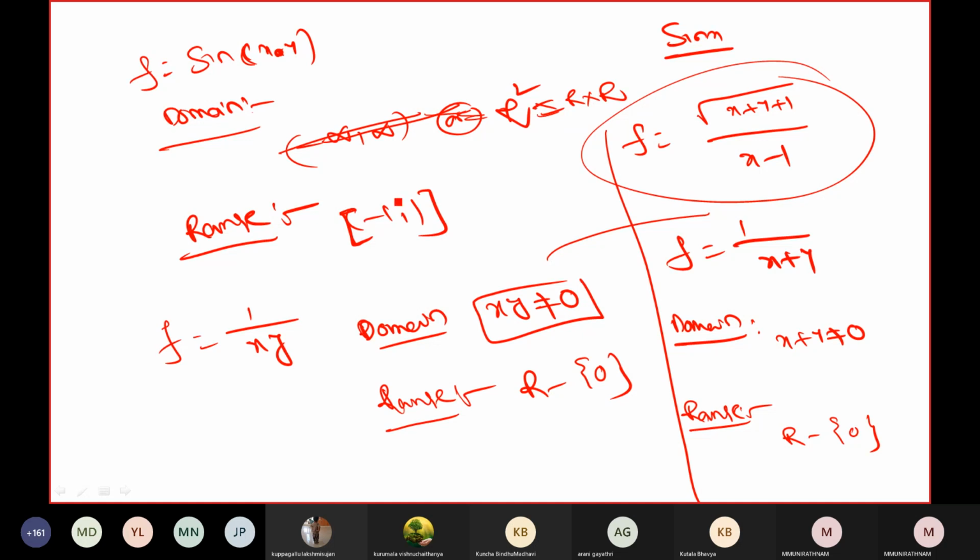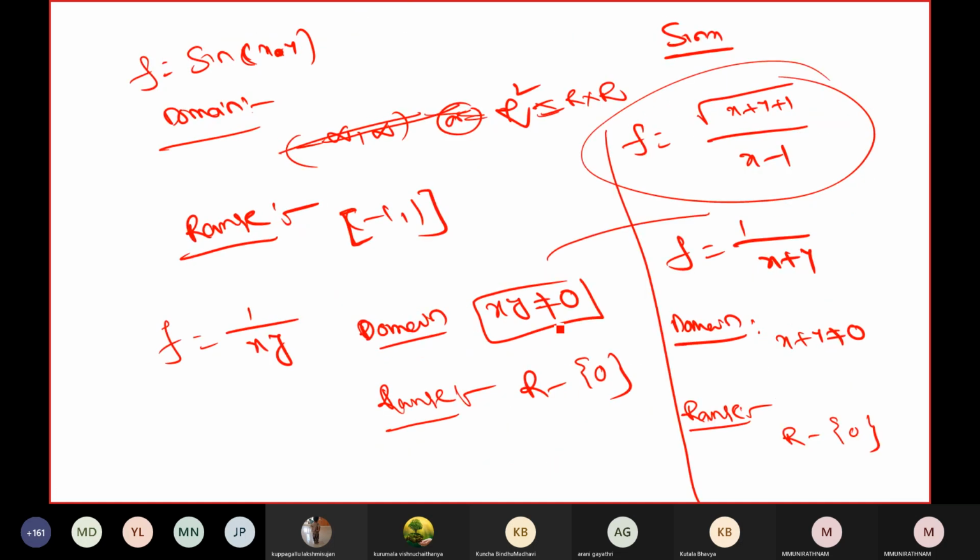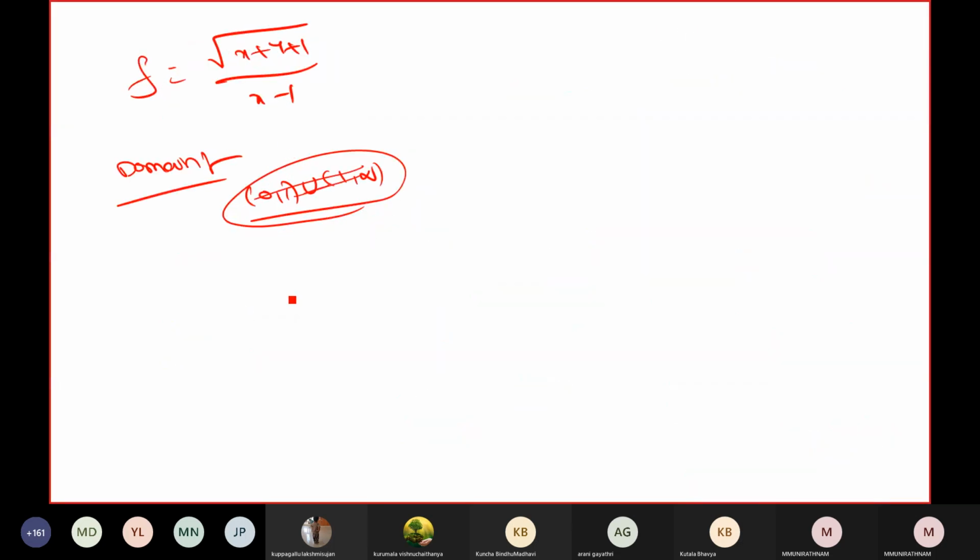Okay. So this is xy not equal to 0. It should be like this. So x plus y greater than 0. This is the domain. Okay. Here also it is R square. So now what will the domain be?